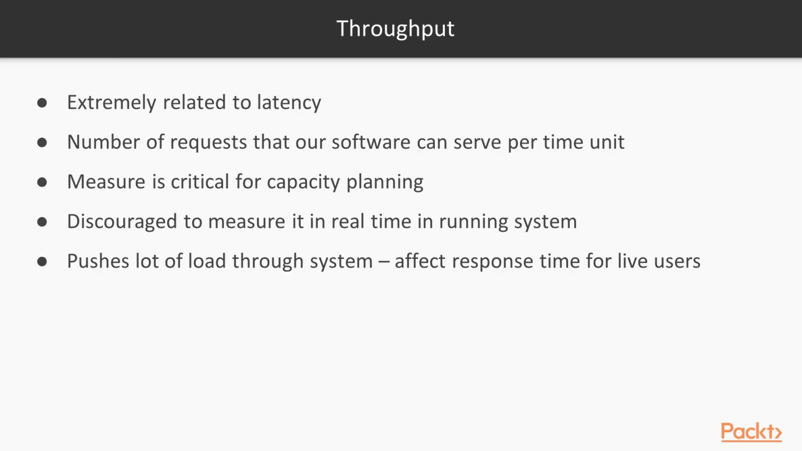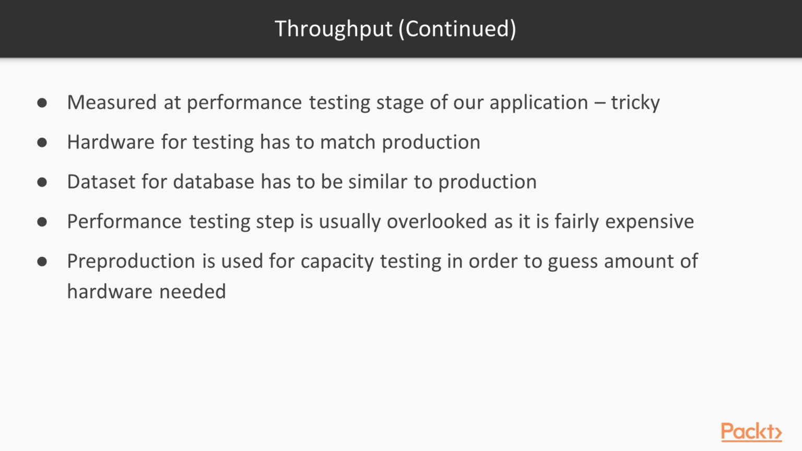Throughput is extremely related to the latency. Basically, it is the number of requests that our software can serve per time unit, usually per second. This measure is a critical one for capacity planning, and you are discouraged to measure it in real time in a running system. It pushes a lot of load through the system, which is surely going to affect the response time for live users. In general, throughput is measured at the performance testing stage of our application, which might be tricky. The hardware for testing has to match production, and the dataset for the database has to be similar to production. The performance testing step is usually overlooked by many of the companies as it is fairly expensive.